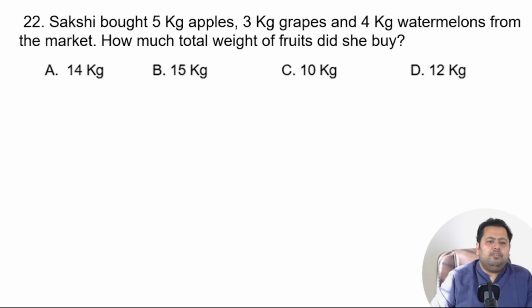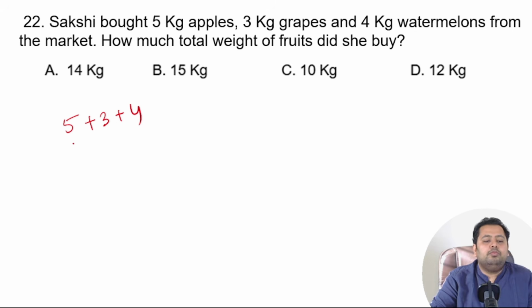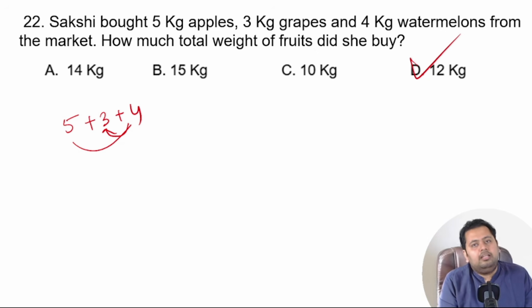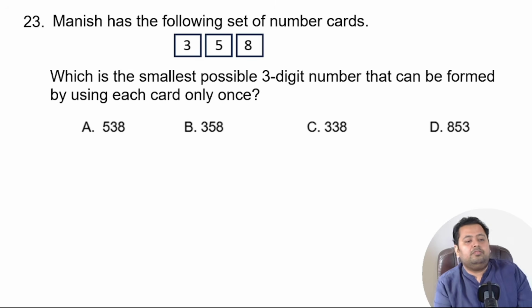Great. I guess you would have got the answer correctly. This is a very simple question. The answer is nothing but 5 plus 3 plus 4. If you add this, you will find the answer as D, 12 kg. Hopefully you have got it correct. Now we move to the next question. If you got it right, give yourself a star, and then we move to the next question.